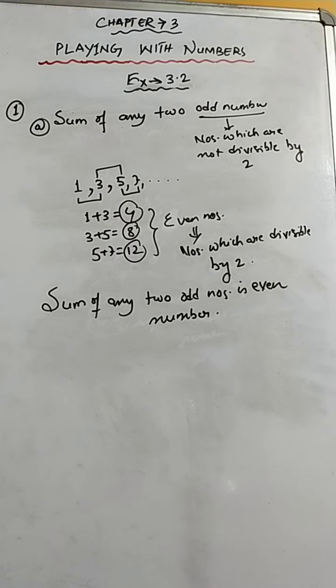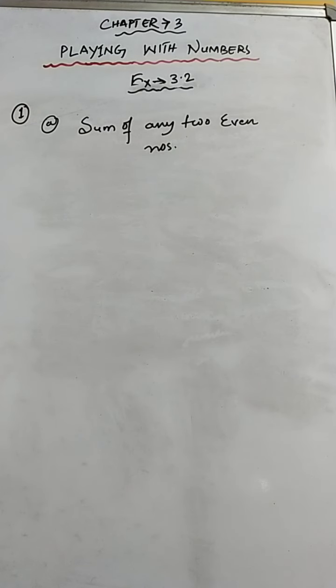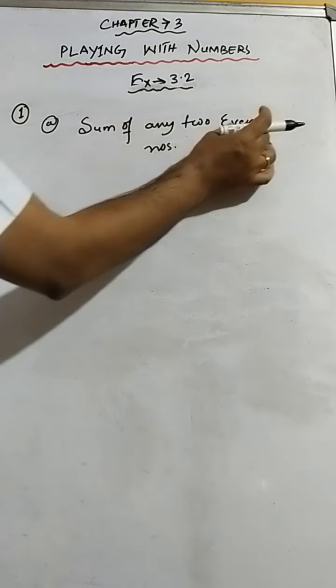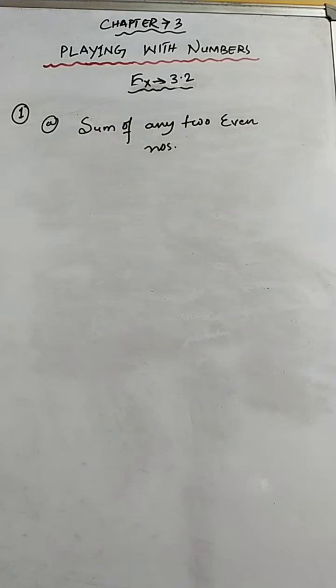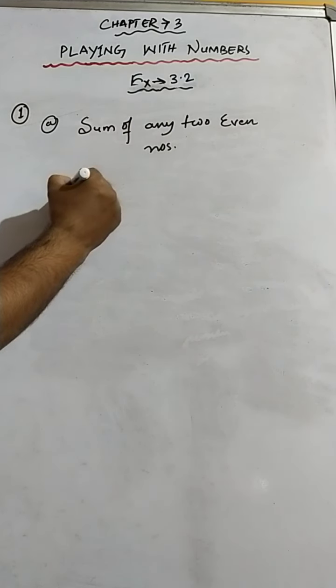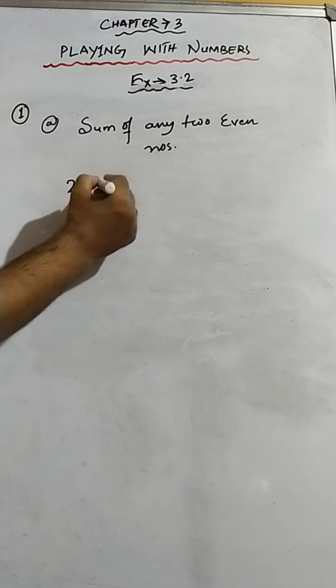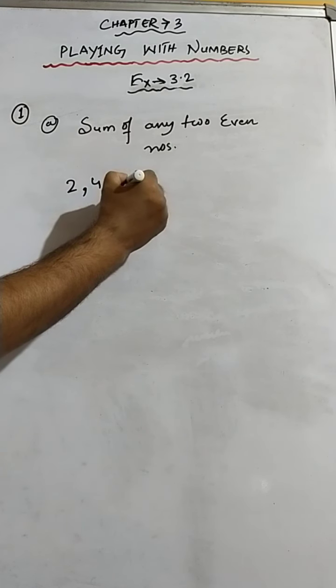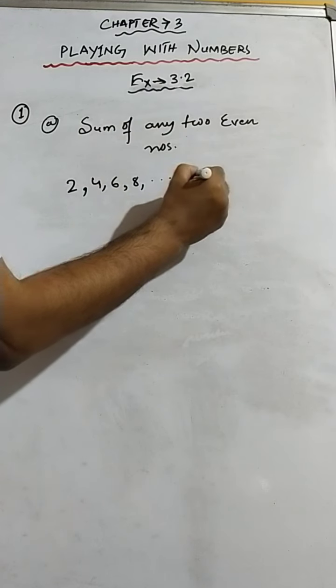Let's move on to sum number B. Now, in sum number B, they have asked, what if I add two even numbers? Again, we have already discussed which are the even numbers, the numbers which are divisible by 2. So which is the smallest even number we have? We know 2. What is the next even number? 4, then 6, then 8 and so on.